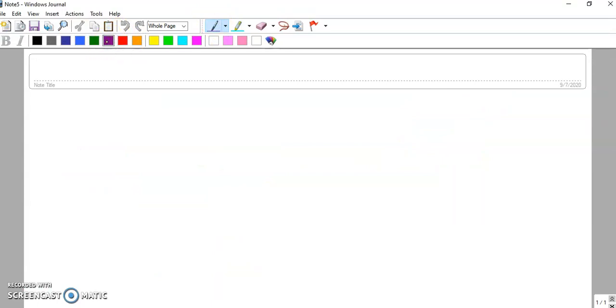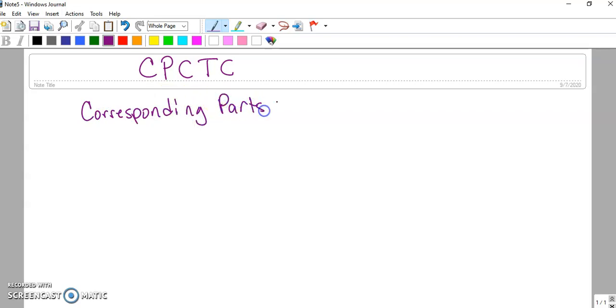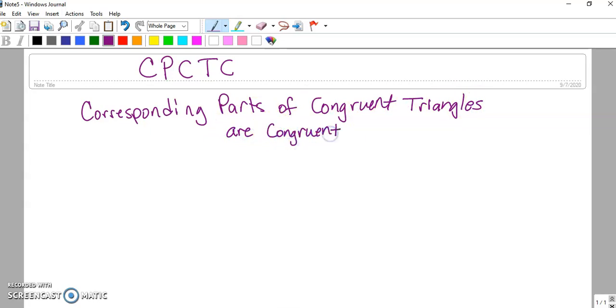Now there's another thing that we can use. Sometimes our end result isn't triangle ABC congruent to triangle XYZ. Sometimes after that we have one more step. So we have this thing called CPCTC. Okay, corresponding parts of congruent triangles are congruent. Way too long to write every single time we need to use it, so we just go with CPCTC.